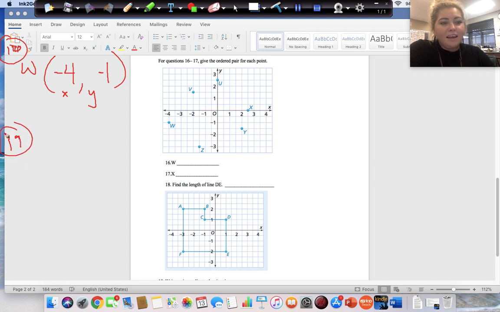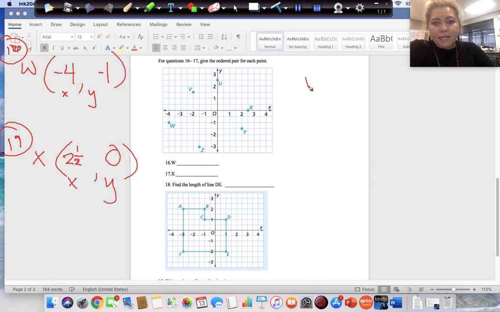This is 17. 17 is X. So we are trying to find the ordered pair for X. Okay, so we count over on our X axis first. So 1/2, 1, 1 and 1/2, 2, 2 and 1/2. So we are at 2 and 1/2. If you want to write this as 2.5, that is absolutely fine. And then we need to go up or down to see what it is on our y-axis. We actually don't move at all. When you don't move at all, your answer is 0. So X is 2 and 1/2, your y is 0.